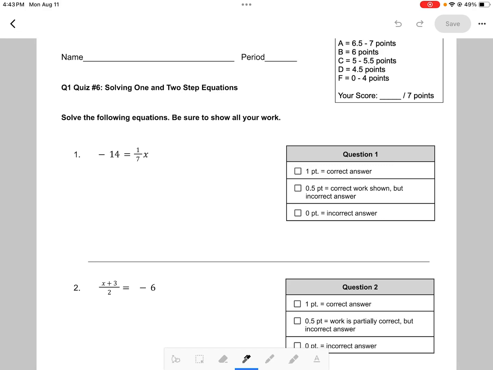Hi friends, today we're going to be talking about our solving one and two step equations quiz. So starting with number one, it says solve the following equations, be sure to show all your work.